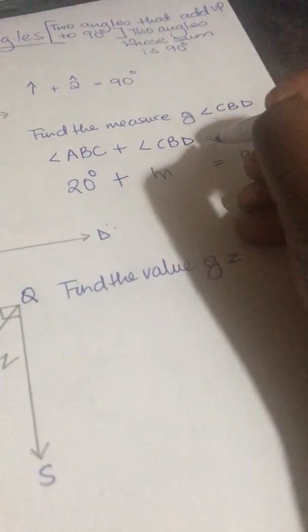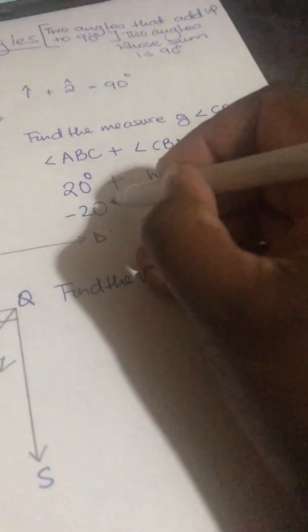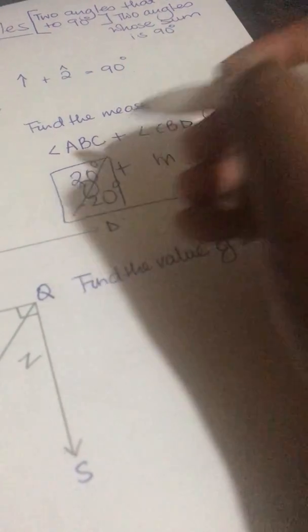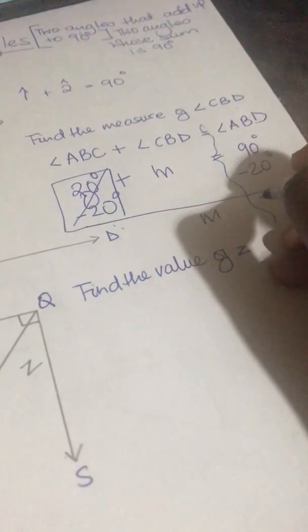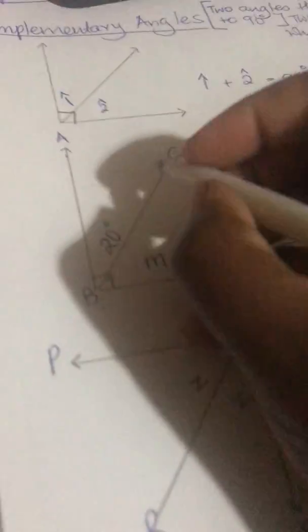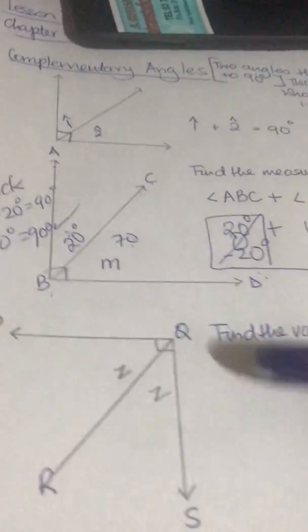For me to find M, I will draw my bridge. I will minus 20 on both sides. This becomes 0 because of additive inverse. M equals 70 degrees. How do I check? 70 plus 20 is 90. So I will check over here. 70 plus 20 equals 90 degrees. 90 degrees equals 90 degrees. And I check.